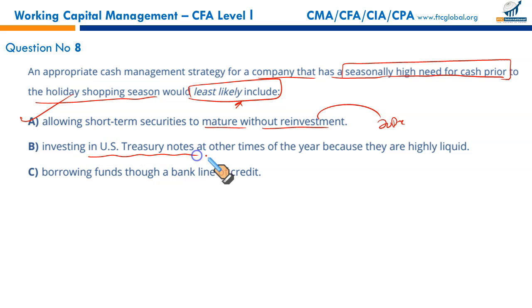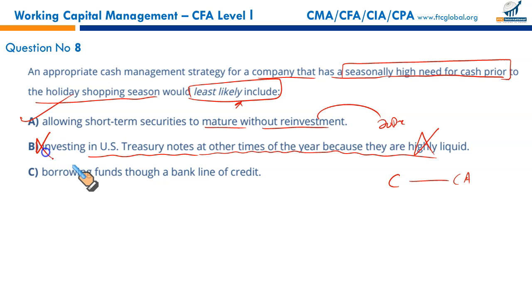Investing in US Treasury notes at other times of the year because they are highly liquid. Now, this is a little debatable. Treasury notes have maturities of between 2 to 10 years. Thus, having maturity longer than what our cash requirements are, it's not suggested. As we discussed in the previous lecture, your current requirements must be met through current assets. These long-term investments will take time to mature, will put you in a difficult liquidity position.